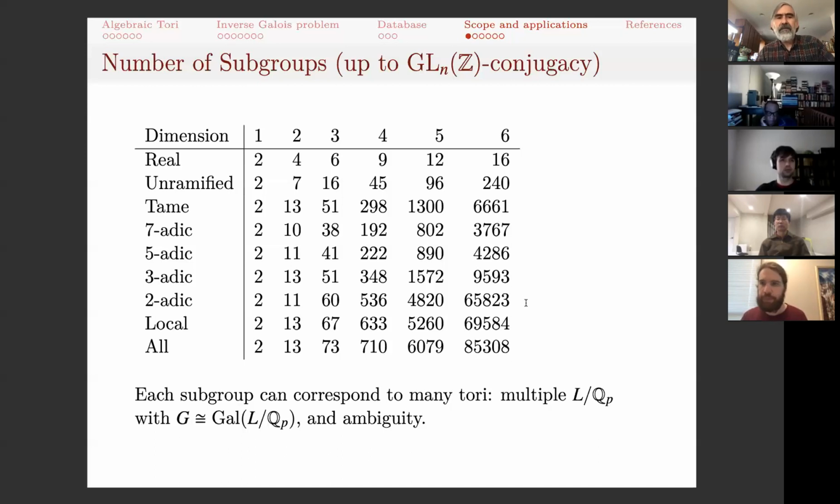Sorry, David, the second row here, I guess, corresponds to cyclic subgroups of GLNZ. Exactly. Could you explain what those numbers are? Yeah, so this is just a count of GLNZ conjugacy classes of cyclic subgroups.